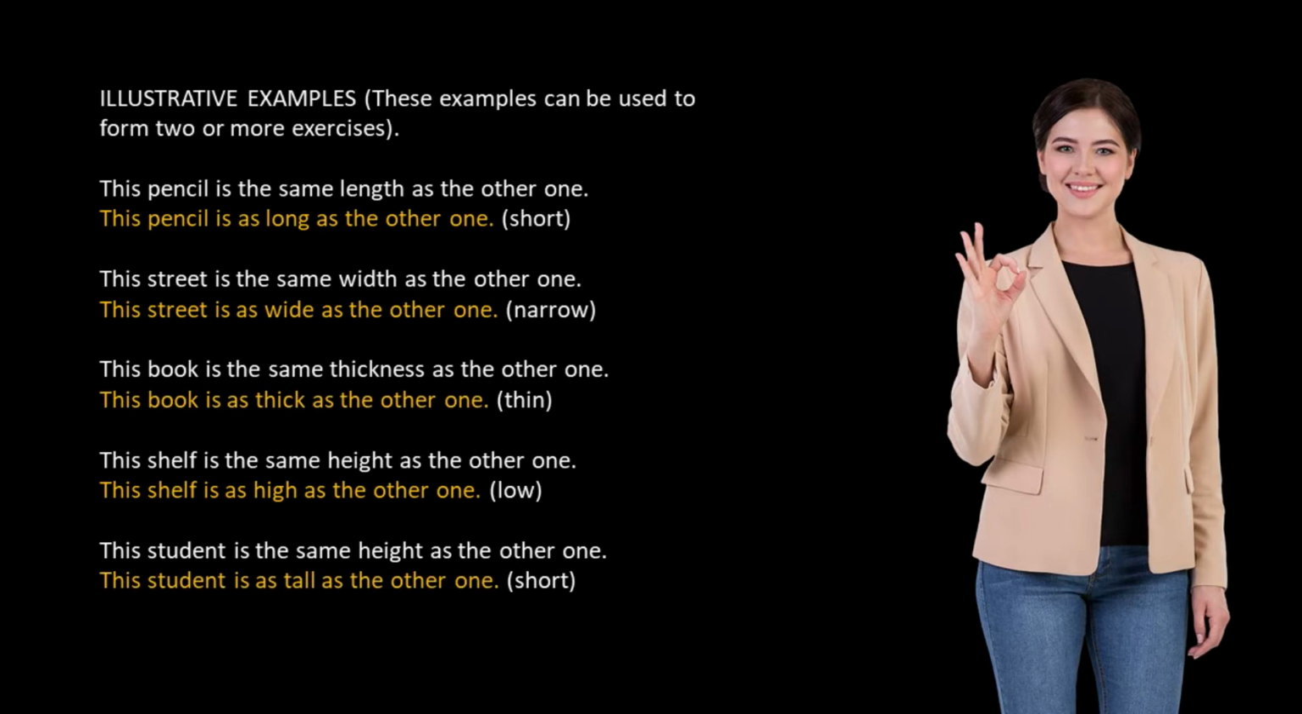Illustrative examples. These examples can be used to form two or more exercises. This pencil is the same length as the other one. This pencil is as long as the other one. Or, this pencil is as short as the other one. You can continue to read the examples by yourself. You can also replace the sentences with the given words in the brackets.